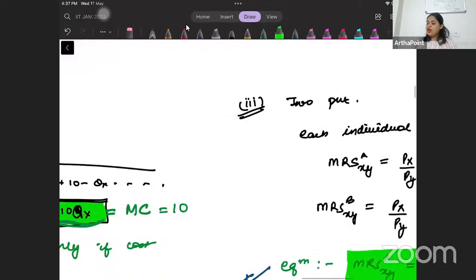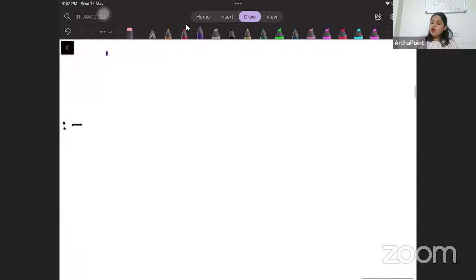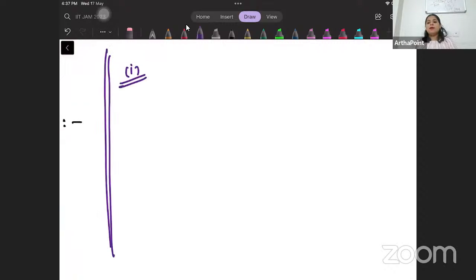Okay, beta. It's a very good question. You can only solve this question if you are very thorough with the conditions of imperfect information. Agar ye conditions nahi aayengi, then you cannot do anything related to these kinds of questions. So you have to be very thorough with the conditions.